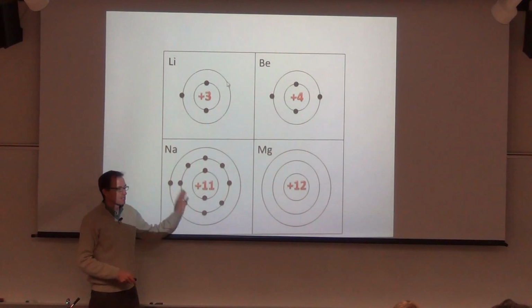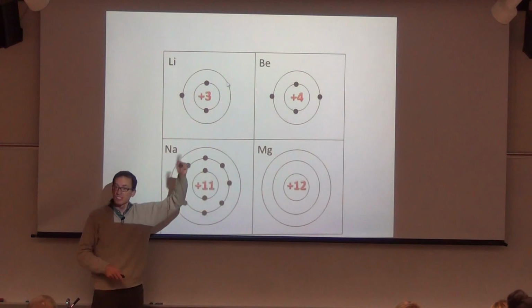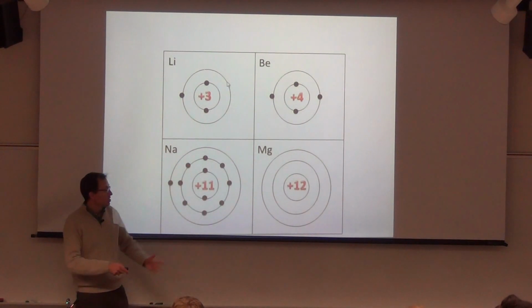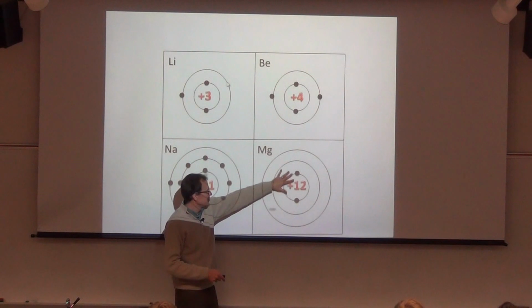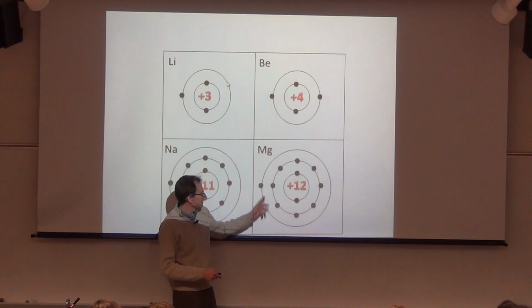Okay? So then again, what's the difference from this one to this one? We're going to add one more electron in the outer one, right? So everything else is the same, right? 1s2, 2s2, 2p6, and then 3s2.